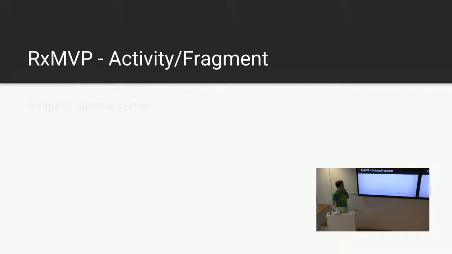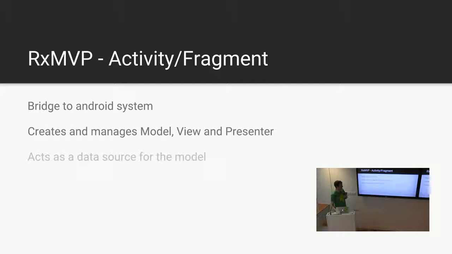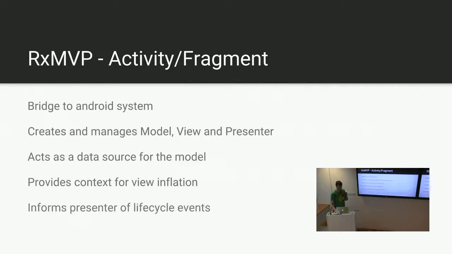So this is what the activity fragment does. It just bridges to the Android system. Its only responsibility is to actually connect your code up. Creates and manages all this, acts as a data source for the model, and provides context for view inflation. So it's just to get your theme going, to get all that ready. And it informs the presenter of lifecycle events.